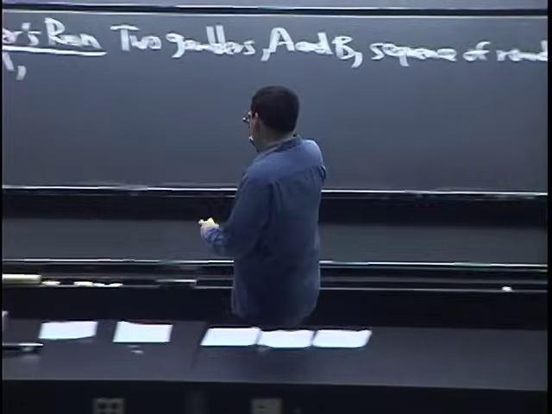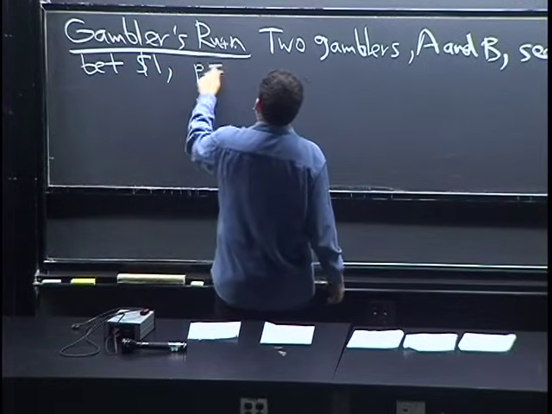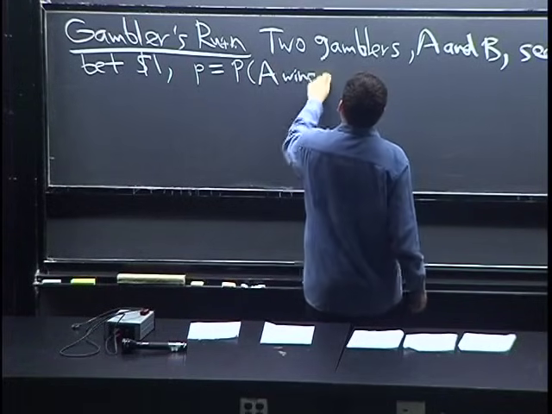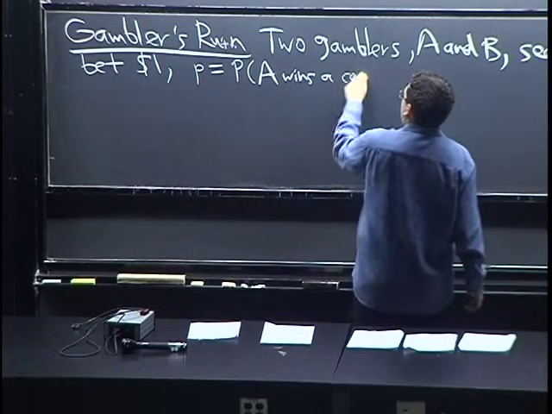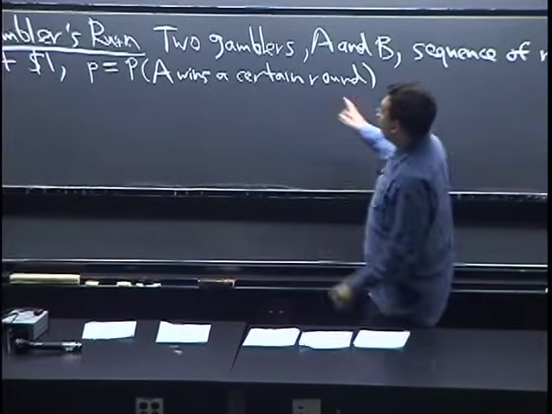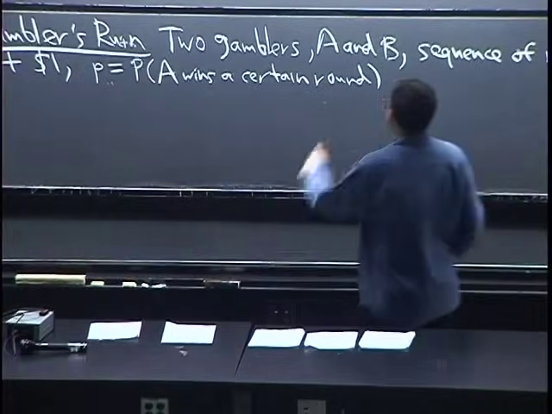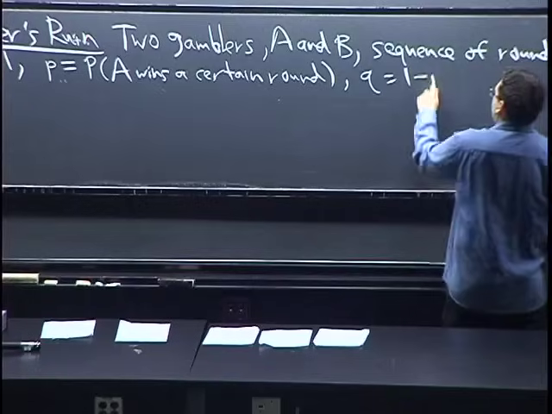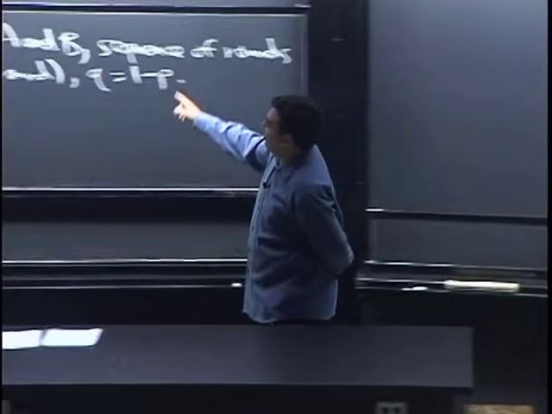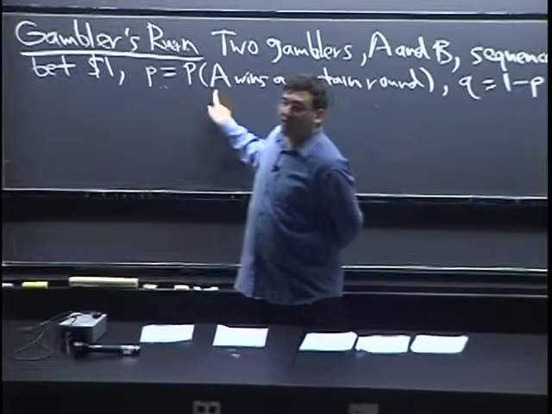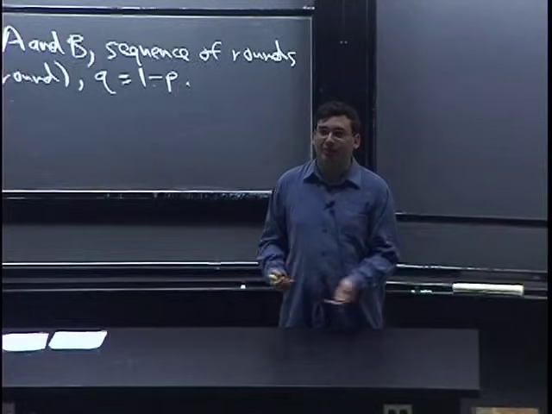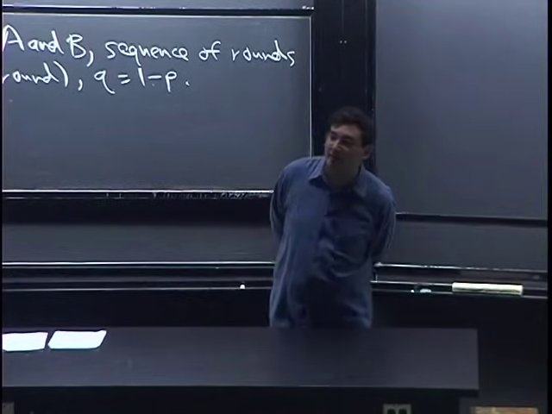And let's assume that p equals the probability that A wins a certain round. So for any particular round, the probability is p that A wins, and it's 1 minus p that B wins. And often in this class, we'll abbreviate 1 minus p as q. So q is the probability that B wins a round, and p is the probability that A wins a round. Then they keep repeating that, either forever or until one of them goes broke. So that's the setup.